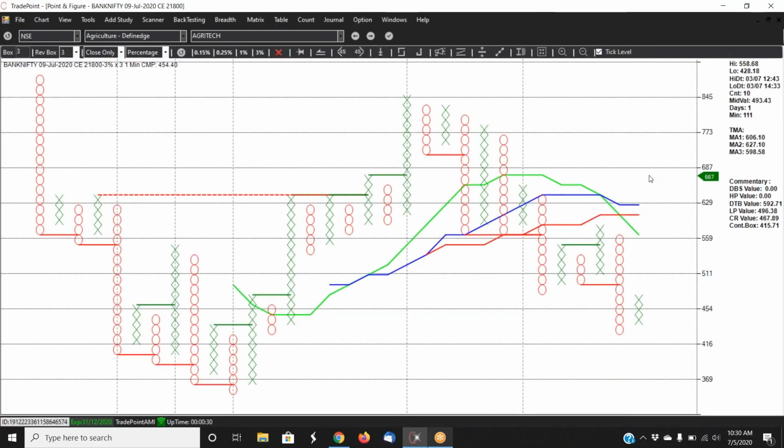And coming to some trade ideas, if you see the 21,800 call individually of Bank Nifty, this is clearly weak. Look at the big bearish anchor columns on a 3% chart. They are quite a big sell-off on this 21,800 call. So that is also weak.